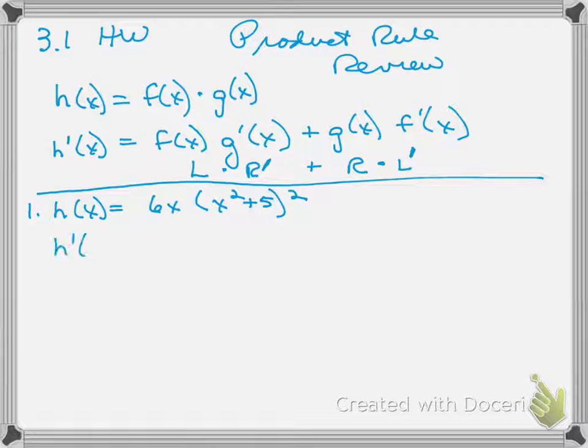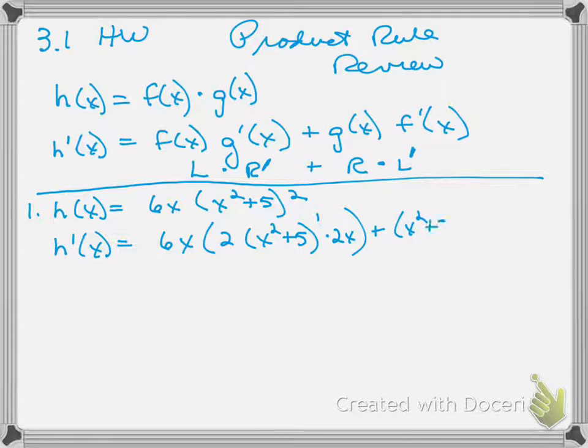Okay, h prime of x equals left d right. So be careful here. Bring down the 2, that's the power rule, x squared plus 5 to the first, and then don't forget the chain rule. Okay, so we've done left d right plus right, which is x squared plus 5 squared, d left, which is 6.